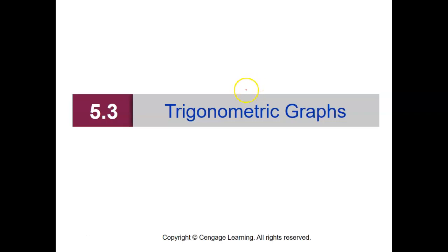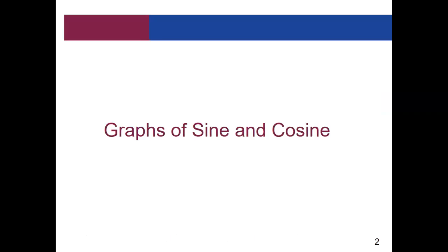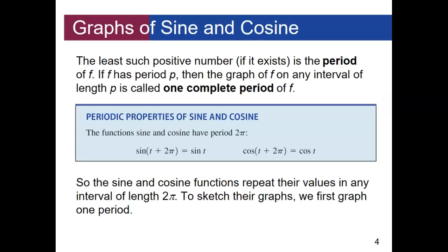Today we're going to be working in section 5.3 on trigonometric graphs, specifically the graphs of sine and cosine. One thing about the sine and cosine graphs is they have what we call a period of 2 pi. That means that the graphs actually repeat every 2 pi units.